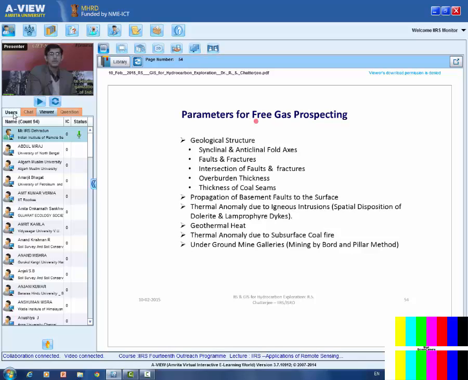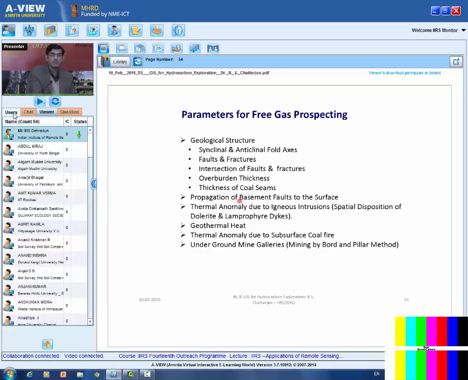Now, the parameters we used for free gas prospecting are geological structures, like synclinal and anticlinal fold axes, faults, intersections of faults and structures, and faults and fractures. We looked at what geological structures occur, what the overburden thickness is, and what the thickness of the coal seams is. These are the geological parameters we used: syncline, anticline, faults and fractures, intersection of faults and fractures, overburden thickness, and thickness of coal seams. And we also studied the propagation of basement faults to the surface.